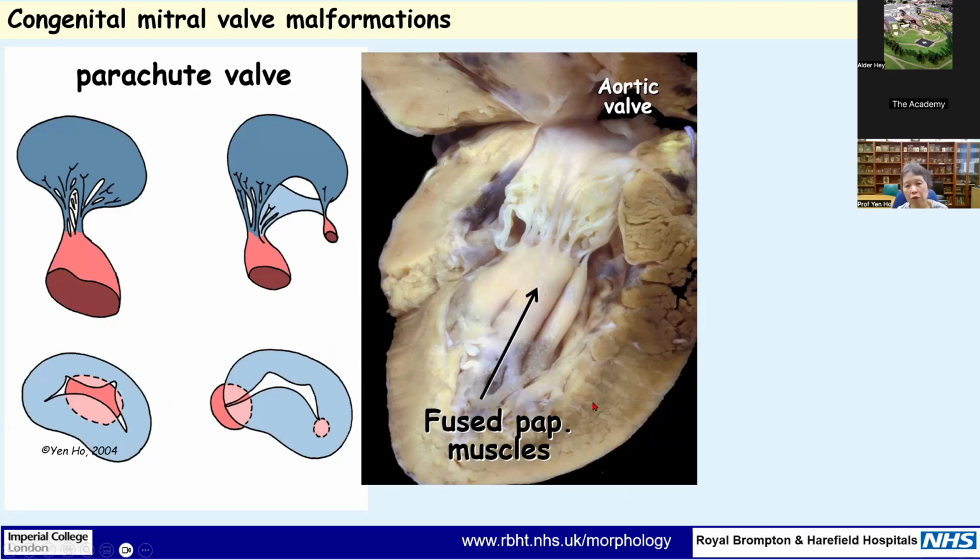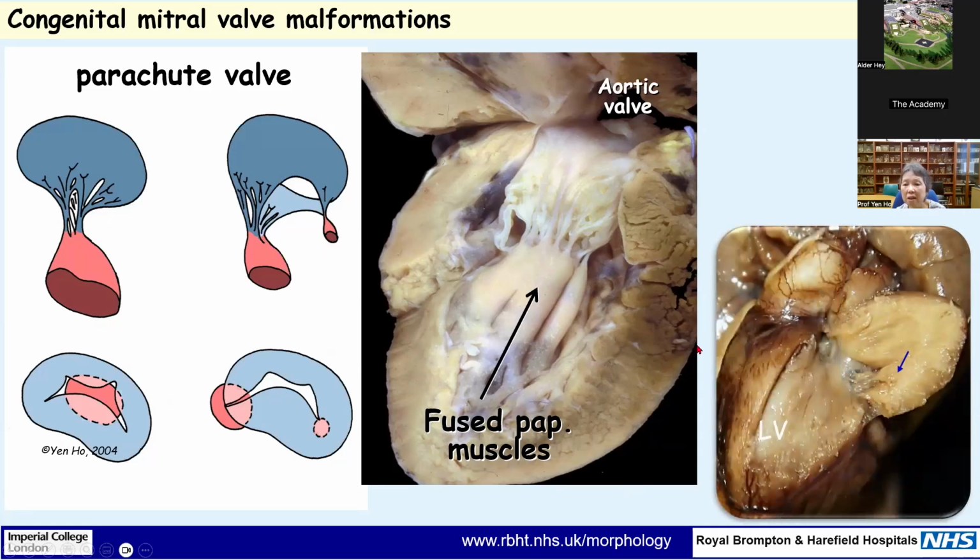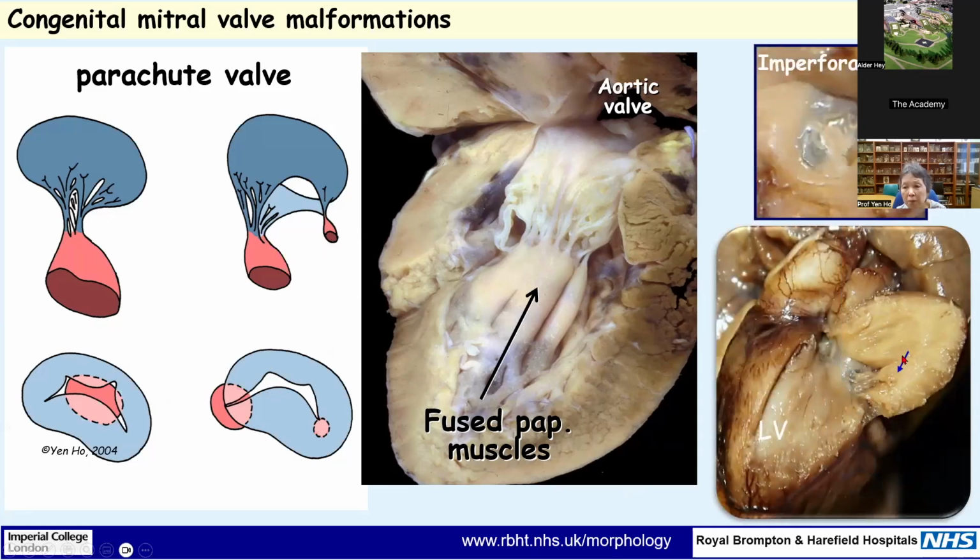If you take that sort of situation one stage further, then you might end up with something like this. One group of papillary muscles, so parachute, but an imperfect mitral valve. You can just about see the top of the papillary muscle just there. But the mitral valve leaflets have not really formed. You get an imperfect membrane in the position of the mitral valve. So mitral atresia, isn't it?